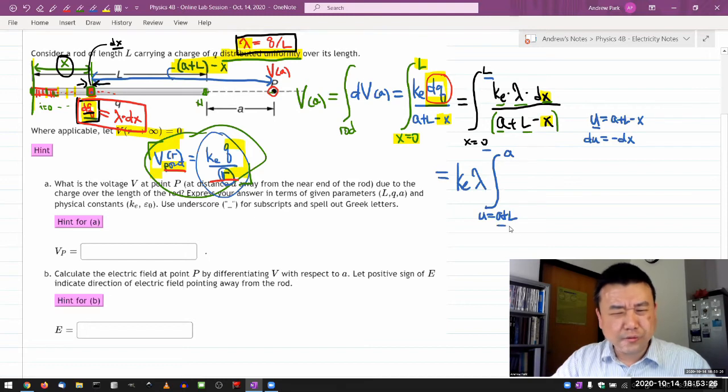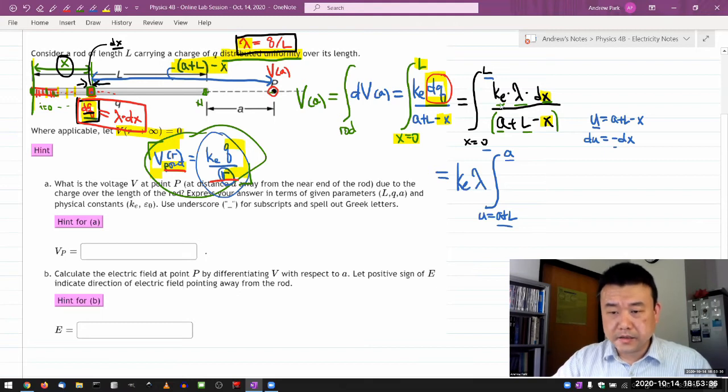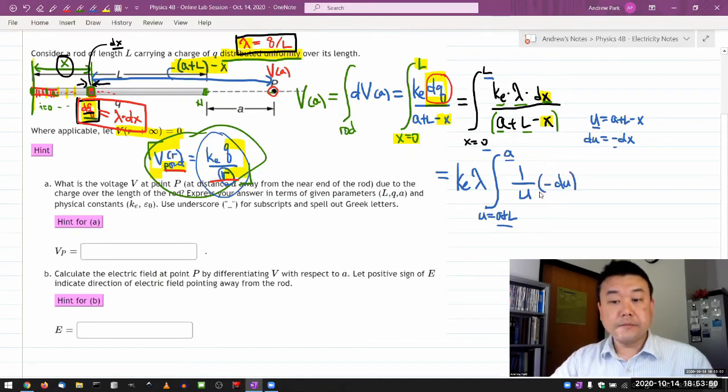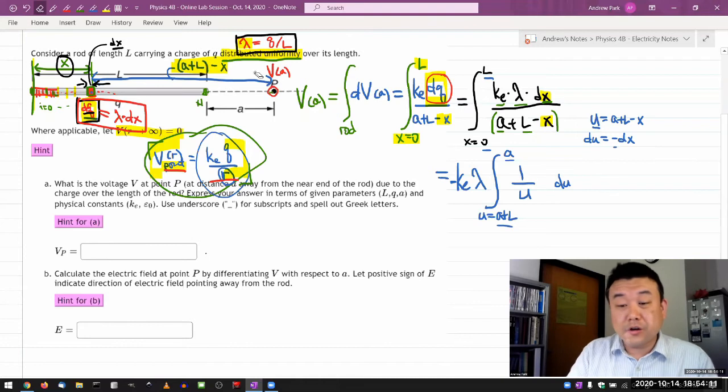For now, I'm not too worried that the lower limit and the upper limit seem to have reversed. I think that goes with this minus sign, so it's going to be a problem that solves itself. And then the integrand is going to be 1 over u. That's why I made the substitution. I need to express dx, which will be minus du. Let me factor out the minus as well, so that that's not distracting me either. So now I have 1 over u du. That's an integral you should be familiar with from your calculus class. The antiderivative of 1 over u is the natural log of u.